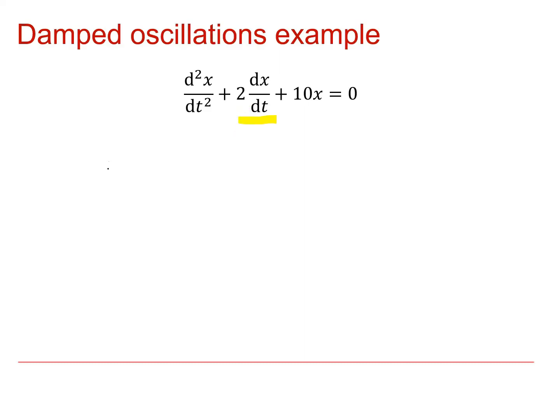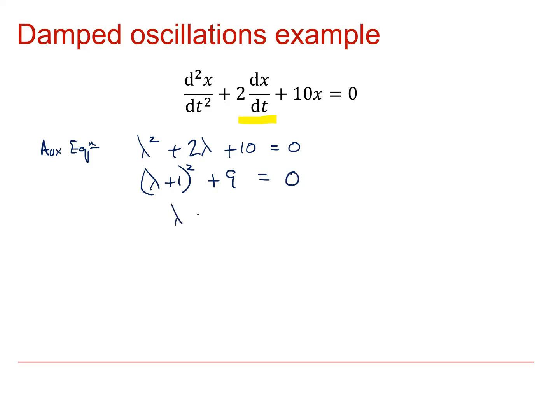In order to solve this differential equation, we start out with our auxiliary equation, as before. So our auxiliary equation is going to give me lambda squared plus 2 lambda plus 10 is equal to 0. And completing the square, I'm going to get lambda plus 1 all squared plus 9 is equal to 0. And so that gives me that lambda is equal to minus 1 plus or minus 3i.